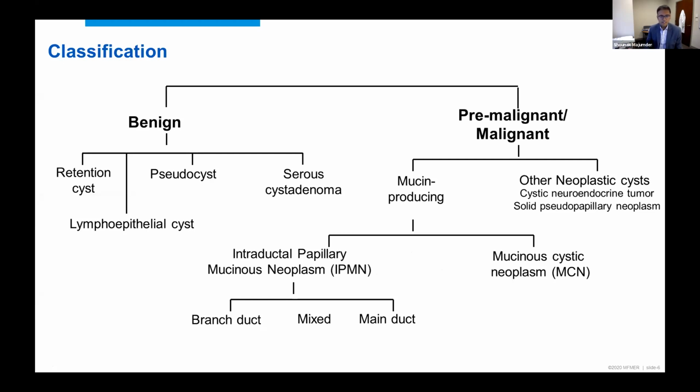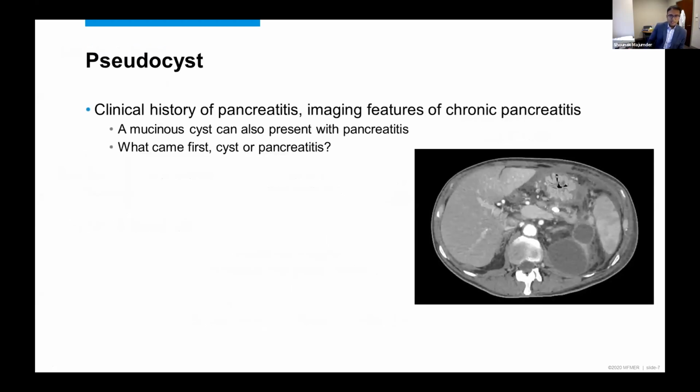What I'll do over the next few slides is review some of the salient diagnostic features of each of these different kinds of cysts. So starting off with pseudocysts, as you heard in Dr. Turkey's talk, this often follows an episode of pancreatitis. So a clinical history of pancreatitis is often a good clue when you're trying to figure out whether a cyst is a pseudocyst or something else.